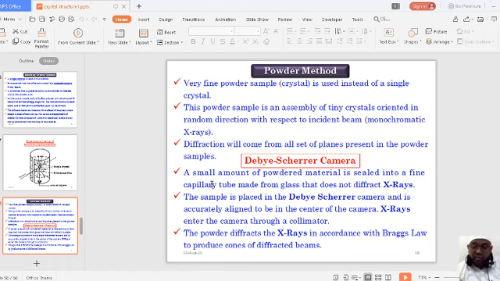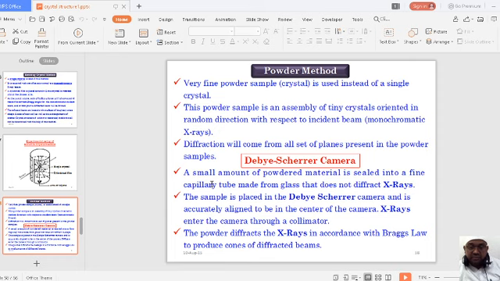And this sample, see, inside the capillary tube, we are having a small powder material. We are placing the powder material inside the capillary tube, and that capillary tube is placed in the Debye-Scherrer camera and accurately aligned in the center of the camera. I will show you the diagram, right? In the next slide, you can see the diagram very clearly.